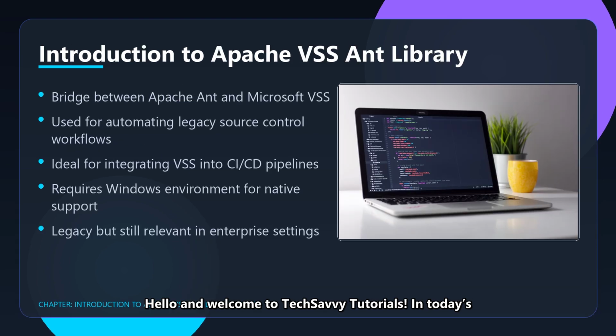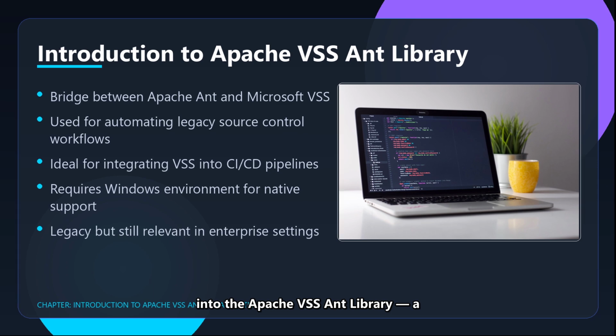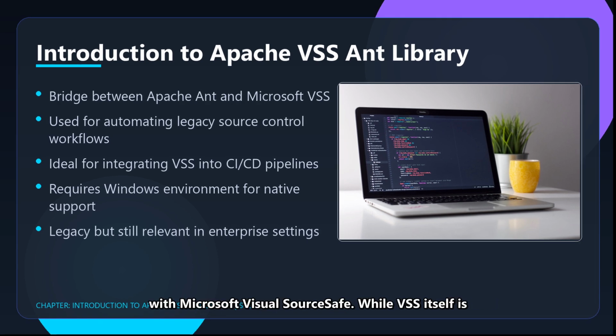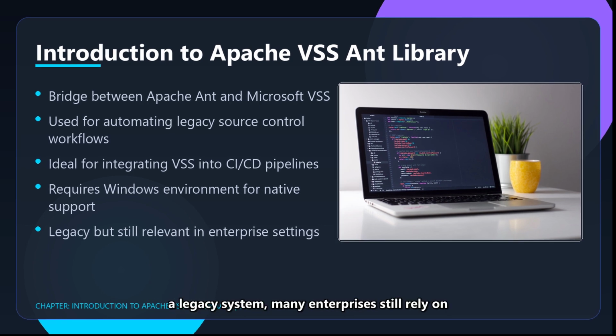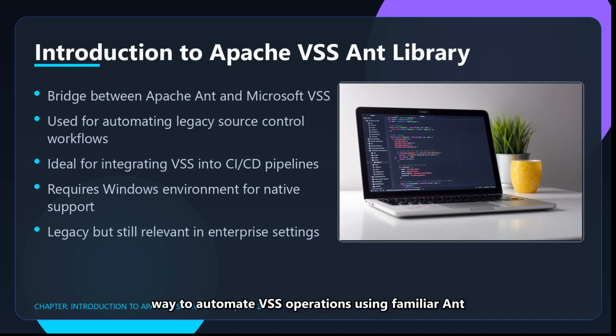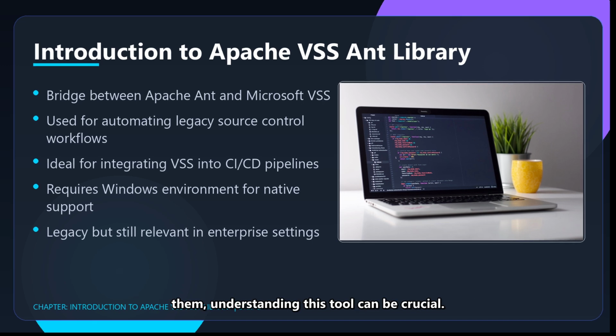Hello and welcome to Tech Savvy Tutorials. In today's video, we're going to take a deep dive into the Apache VSS Ant Library, a specialized extension for Apache Ant that enables interaction with Microsoft Visual SourceSafe. While VSS itself is a legacy system, many enterprises still rely on it for version control. This library provides a way to automate VSS operations using familiar Ant scripting. Whether you're migrating legacy systems or maintaining them, understanding this tool can be crucial.